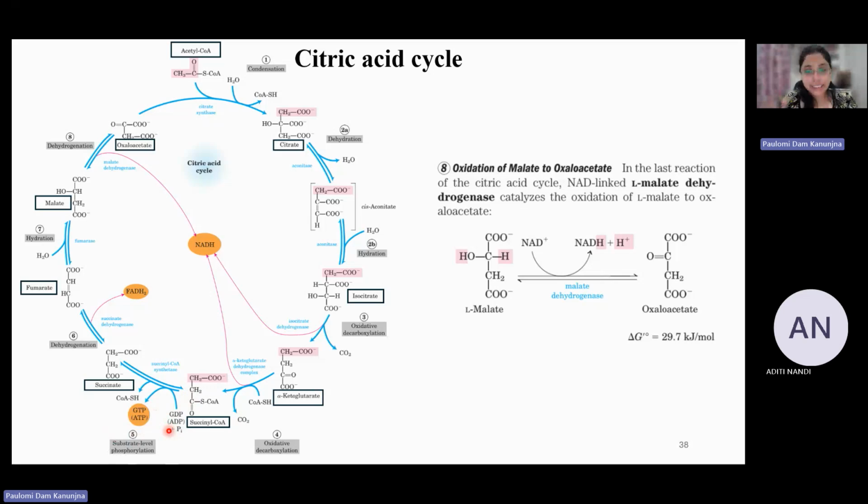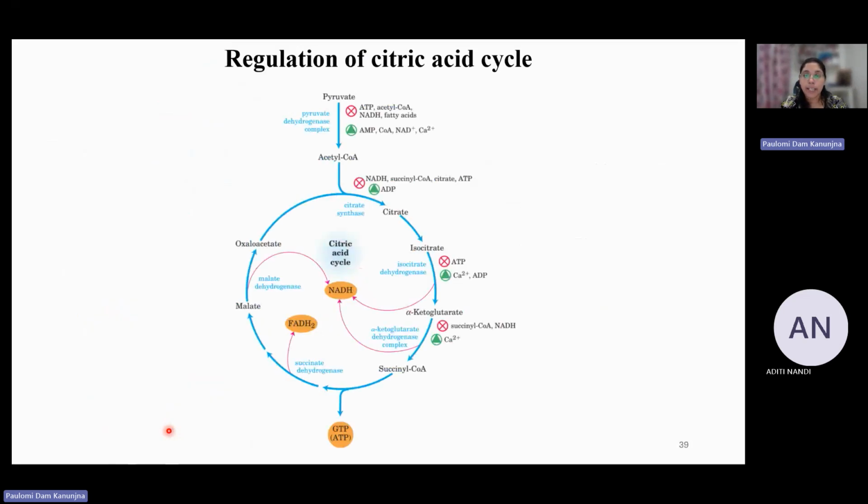Now, the slide that I was trying to explain here is regulation of the citric acid cycle. When I was talking about regulation of glycolysis, I told you that the intracellular concentration of metabolites regulates whether a step has to take place or not. And this will be apparent from this step here. The conversion of pyruvate to acetyl coenzyme A is regulated negatively by ATP and positively by AMP.